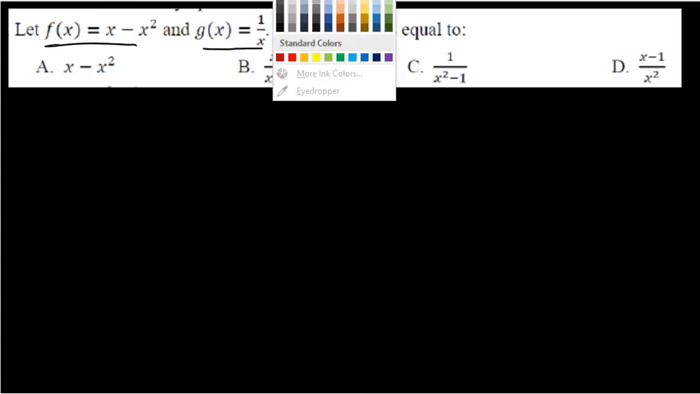Okay, let's continue to the next question. The next question says f of x is equal to x minus x squared, and g of x is equal to 1 over x. We need to find g of f of 1 over x. Okay, let's find it now. So at this point, what we can do: g of f of 1 over x. This is what we need.